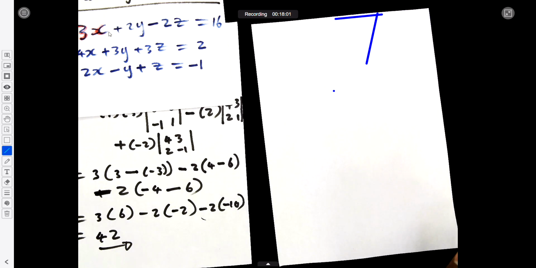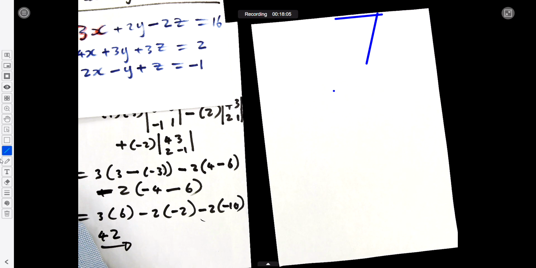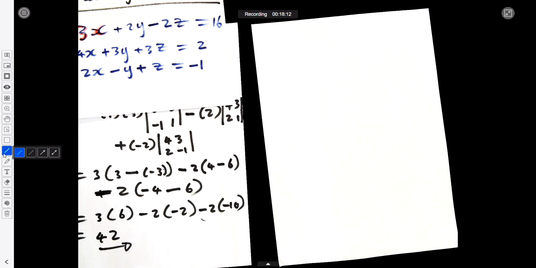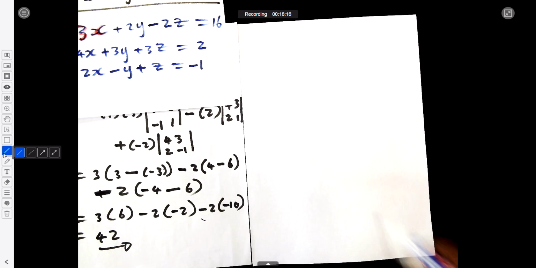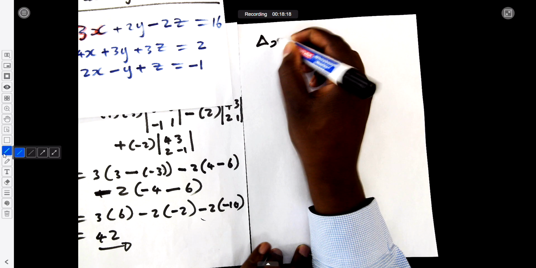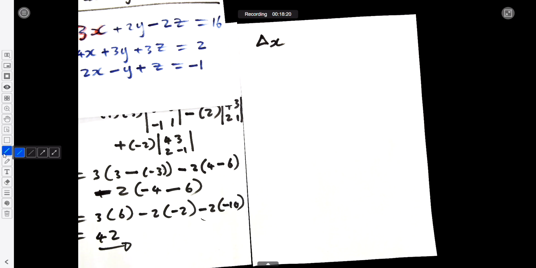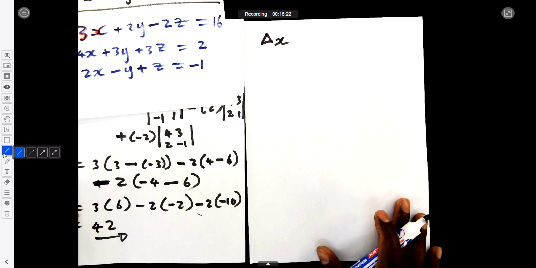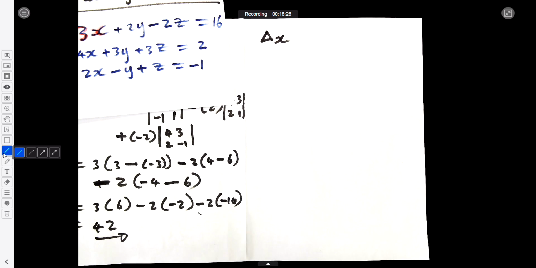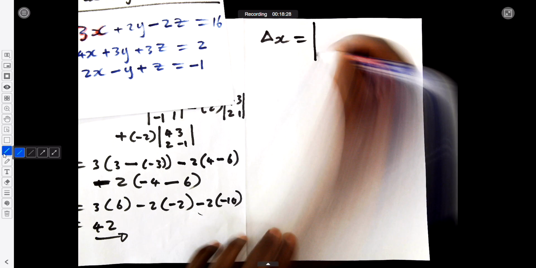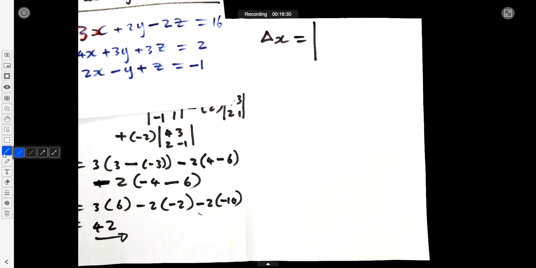So we need to solve for x and y. But with you, I'll do the solving of x. We'll solve for y. Some of you will remember that if we want to solve for x, we have to deduce the determinant of x, or delta x. Now, in doing so, how are we going to do it?